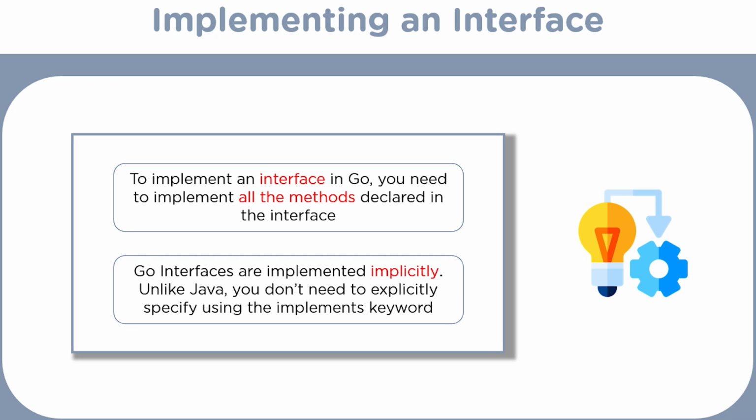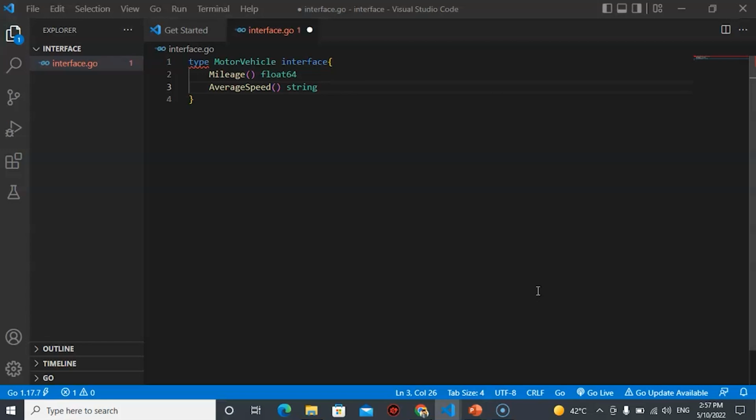Now, let's look at a practical use of the interface. We will write a simple program in the Visual Studio Code that would calculate the total mileage for a person based on the individual mileage of his cars. For brevity, we have assumed that distance covered is in kilometer and fuel used will be in liters. So let's move to Visual Studio Code and start writing the program.